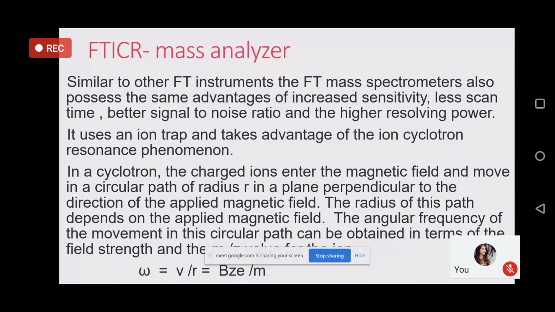And what happens in a cyclotron? There is a similarity between this and a cyclotron. That's why we call it ion cyclotron resonance. So what happens in a cyclotron?